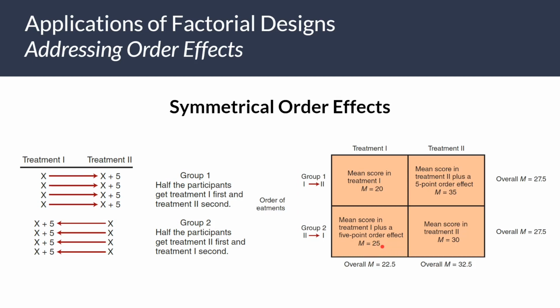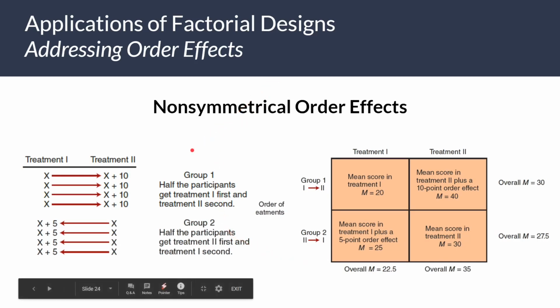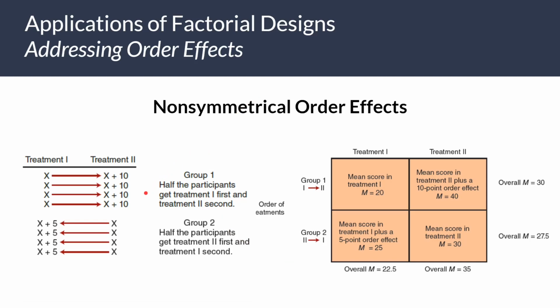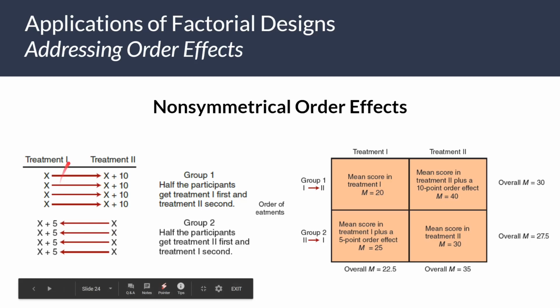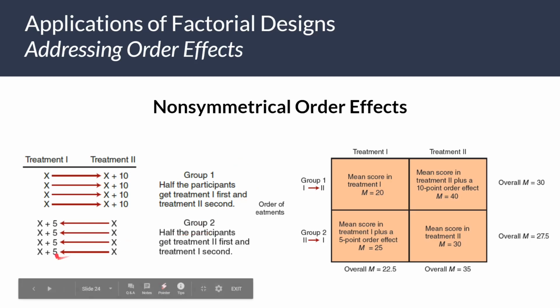And remember, this is just hypothetical data. Imagine what would happen if there are a lot of extraneous variables in this study. So let us try to imagine that by looking at asymmetrical order effects. When we say non-symmetrical order effects, there is no consistent increase in scores, but rather the increase in score may change from one group to another. Okay, so look at this. For group 1, after taking treatment 1, they had an elevation of 10 points in treatment 2. But in the case of group 2, although they also experience order effects, their elevation in scores is smaller in comparison to group 1.